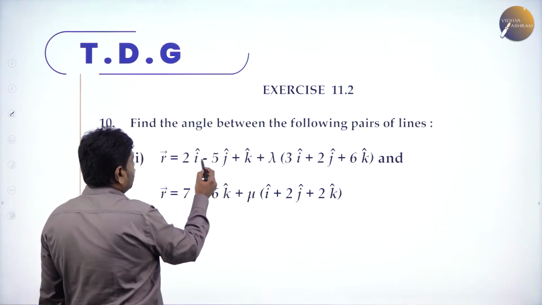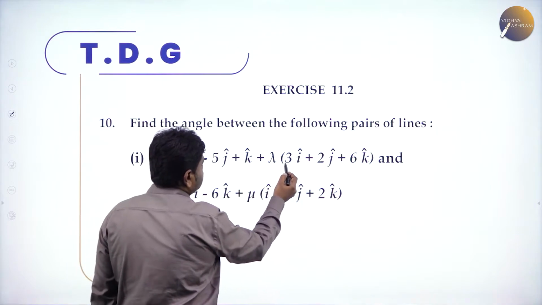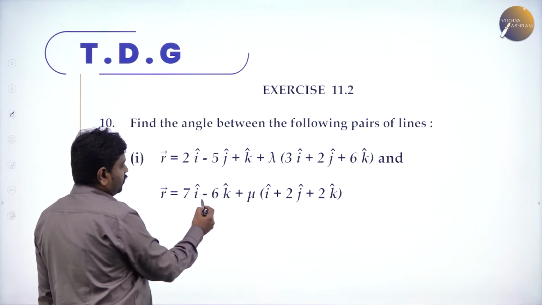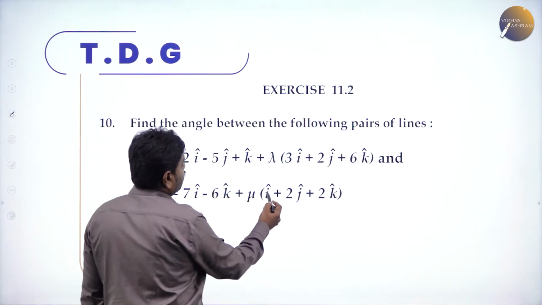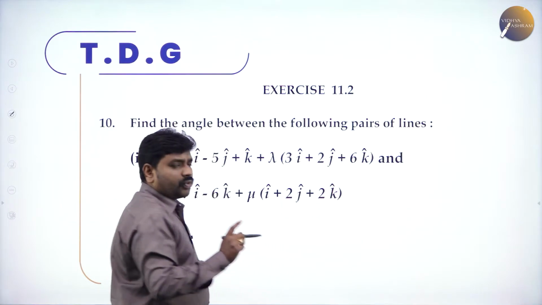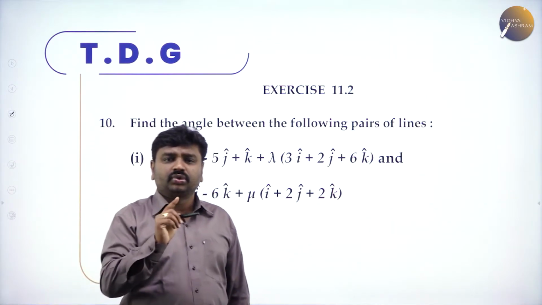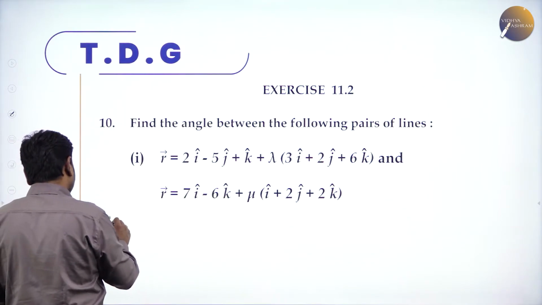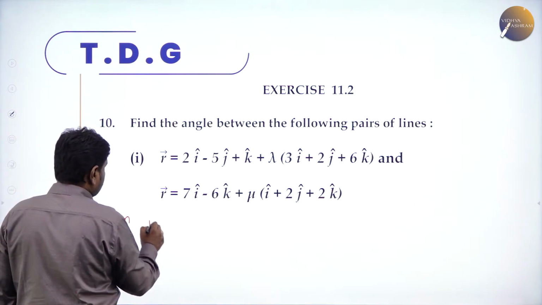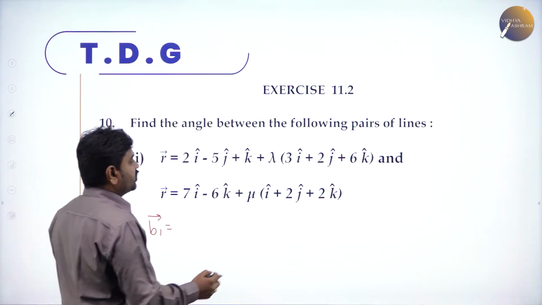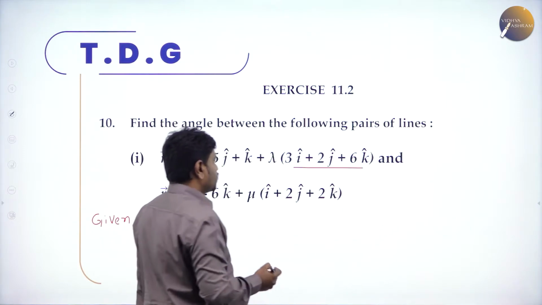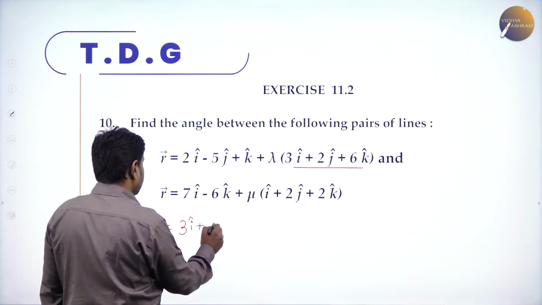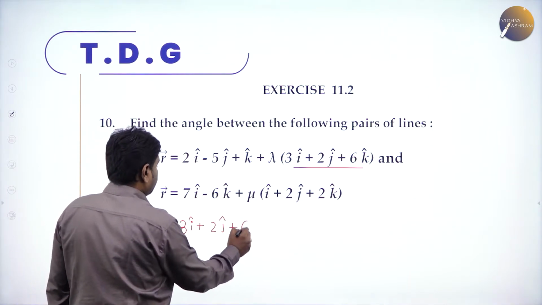Vector r is equal to 2i cap minus 5j cap plus k cap plus lambda times 3i cap plus 2j cap plus 6k cap. And the second line is 7i cap minus 6k cap plus mu into i cap plus 2j cap plus 2k cap. If you want to find the angle between a pair of lines, first you should know the parallel vectors. So from the first, you have to write what is given. B1 means the parallel vector to the first line, that is the coefficient of lambda: 3, 2, 6. So B1 is 3i cap plus 2j cap plus 6k cap.